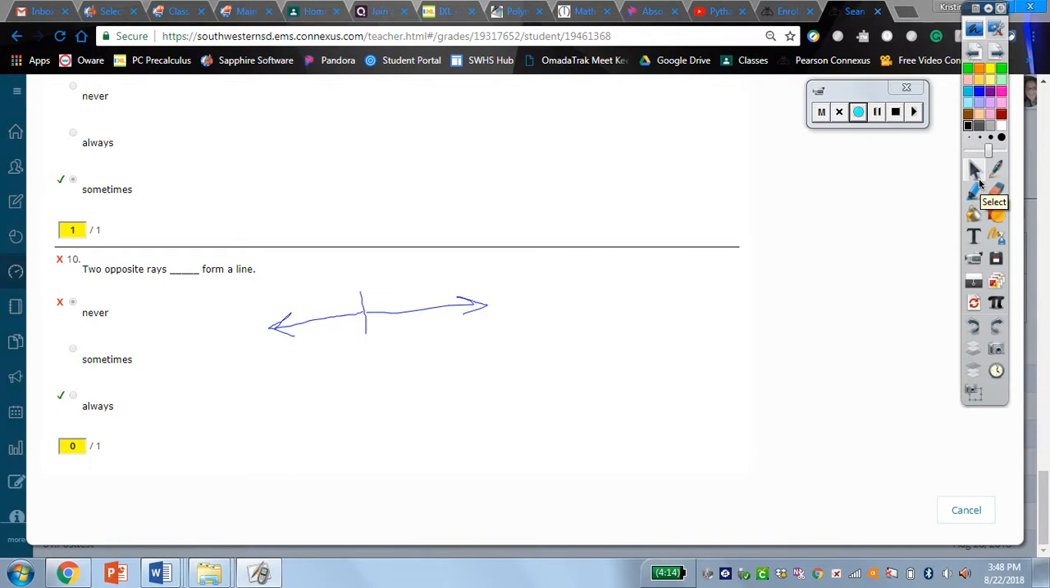Please let me know if you still have questions, and make sure you are taking detailed notes, please. There is a lot of vocabulary in geometry, and you'll want those definitions.